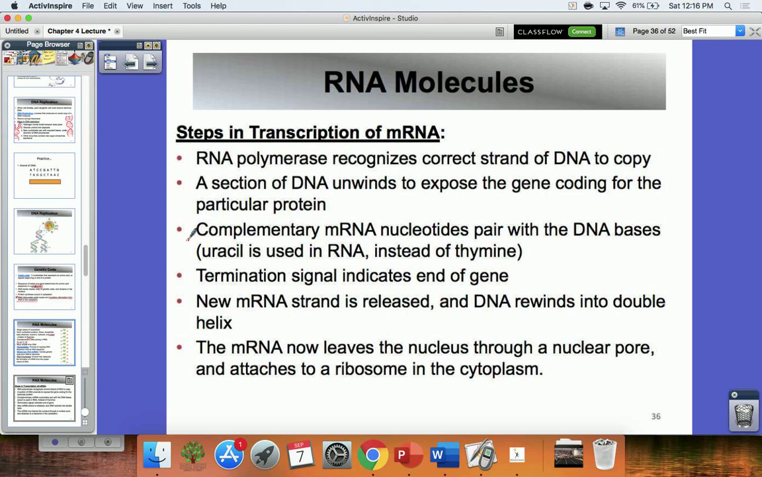And it will continue to do that until it gets to a signal where it says this is the end of the gene. Then after that, the DNA will rewind, and the mRNA is going to leave the nucleus and go to the cytoplasm, specifically the ribosome of the cytoplasm.